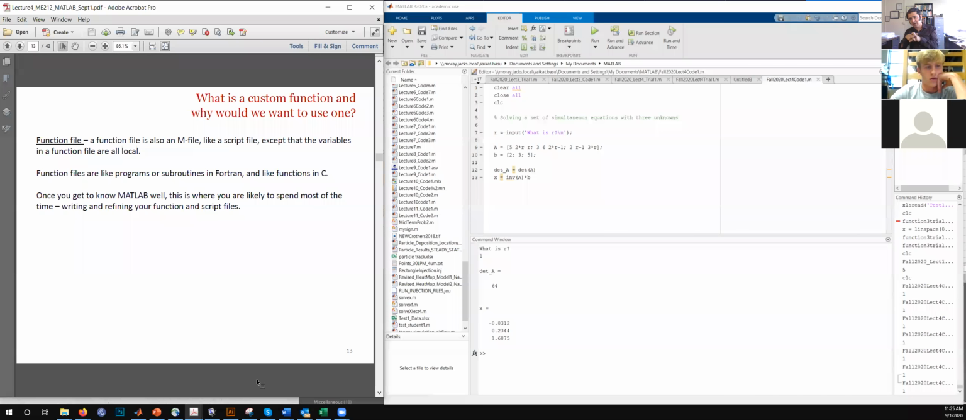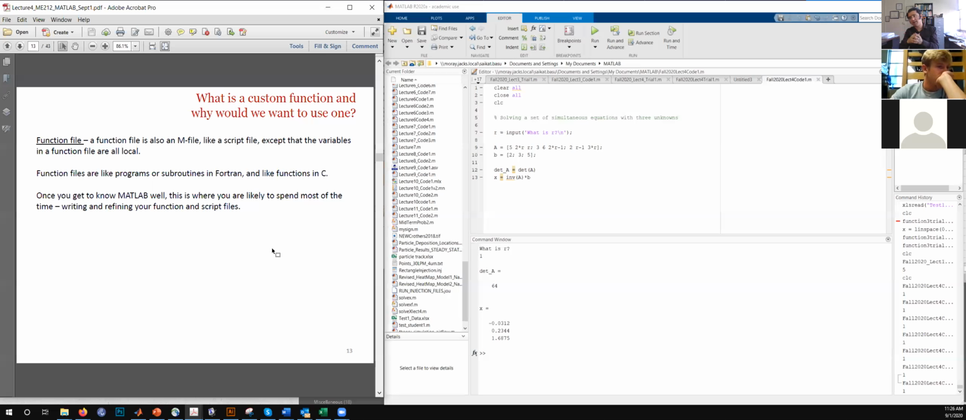That aspect of function files is probably not going to be that useful in this class, where we are trying to develop a basic conceptual knowledge on how MATLAB works. But if you end up using MATLAB in your engineering work later on in the other courses and later on in your careers as engineers, you're going to use this aspect of function files. So that's why I have this line over here. So once you get to know MATLAB well, this is where you are likely to spend most of the time, writing and refining function files.